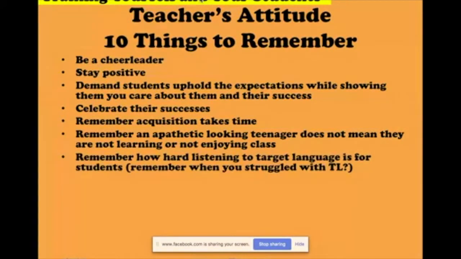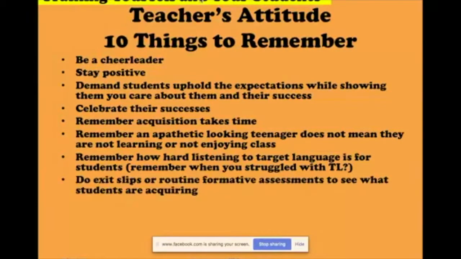Remember how hard listening to target language is for students. Remember when you struggled with your target language. Remember when you were abroad and you were hearing target language for 10 hours a day, how you felt early on. We have to remember this is how our students feel. Do exit slips or routine formative assessments to see what students are acquiring.